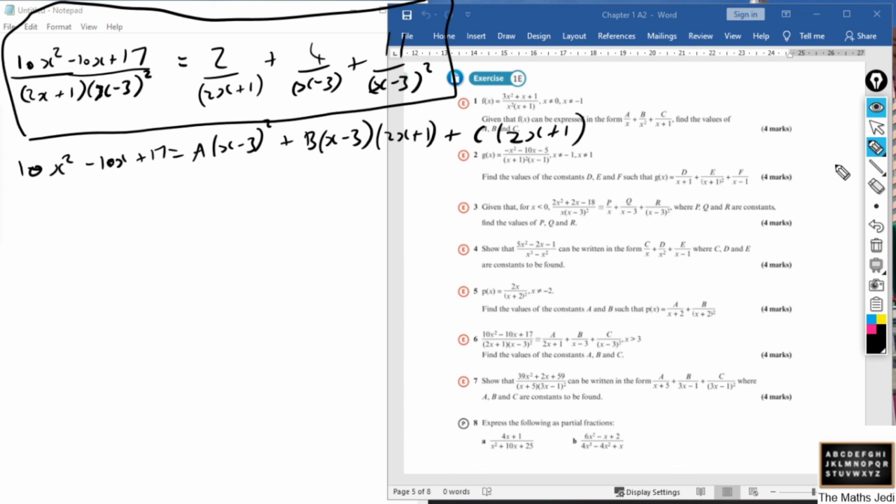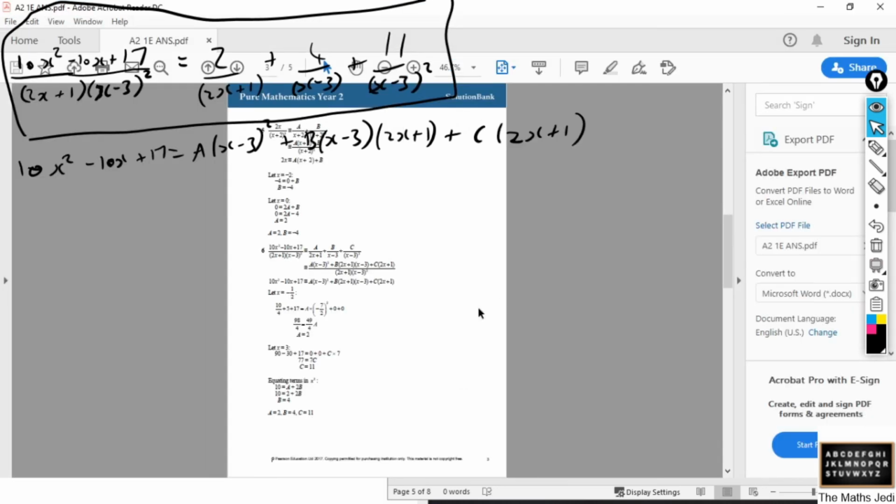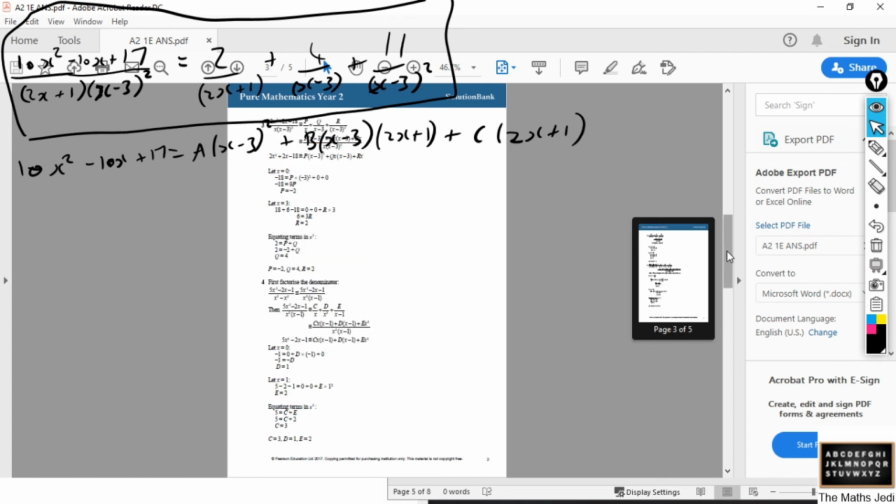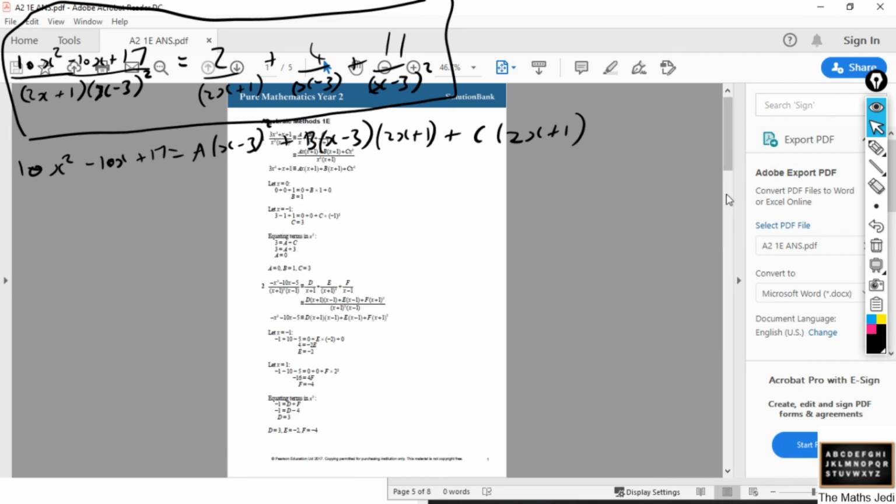I'm just going to check the answers real quickly before I go, just to make sure that we're on the right track and that we have those things right. So let's just do that. And you can see here, oh, it's actually on number 6. So a is 2, b is 4, and c is 11. So you can see that working through. I think the other one we did was number 2. So D and F, yeah, so D was 3, E was minus 2, and F was minus 4. So those are the values through. It gives you a check.